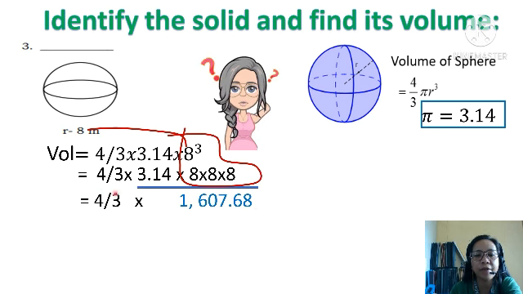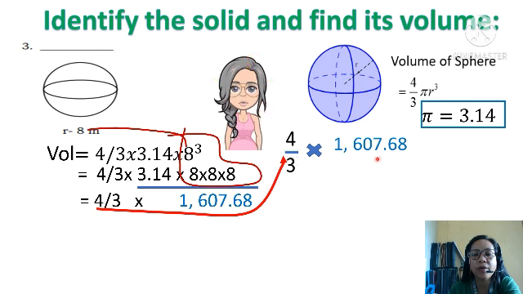Kasi si 4/3 is a fraction. Sila dito ay puro whole number. So, applying your knowledge in fraction, multiplying a fraction with a whole number, automatic yung whole number, magkakaroon siya ng denominator na 1. Okay? So, ganito ang mangyayari. 4/3 times 1,607.68. Galing yan dito. Inayos lang natin. Sinulat lang natin ng maayos sa fraction para hindi kayo malito over 1.